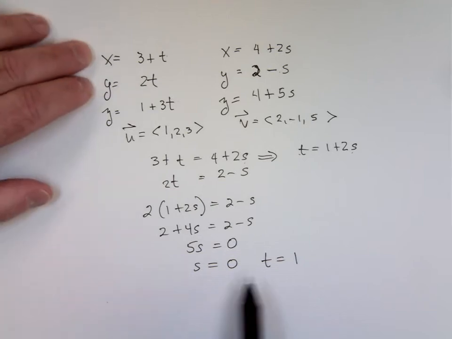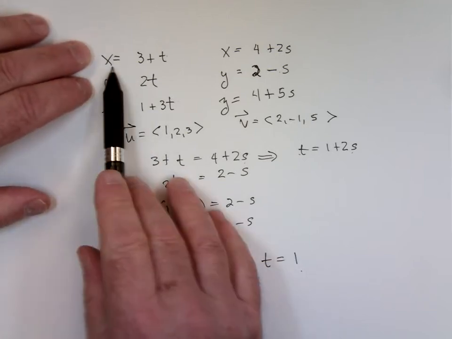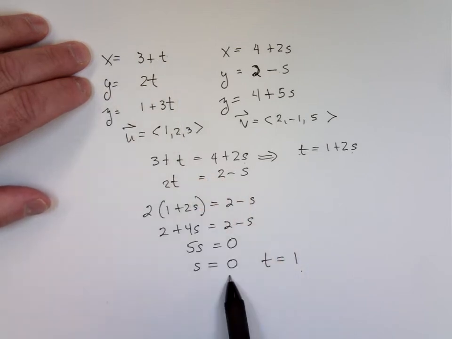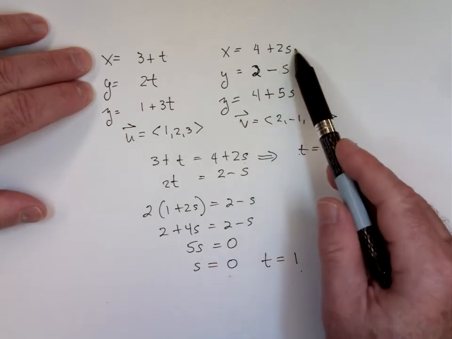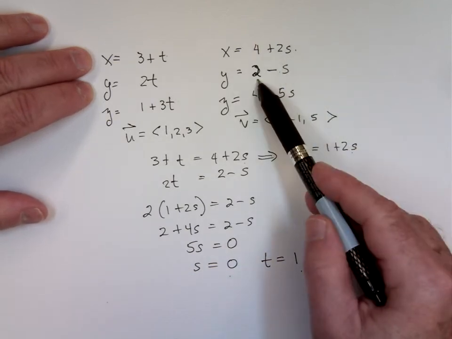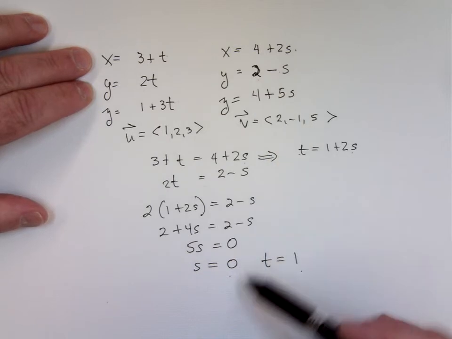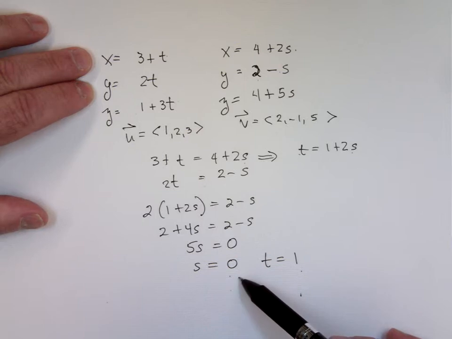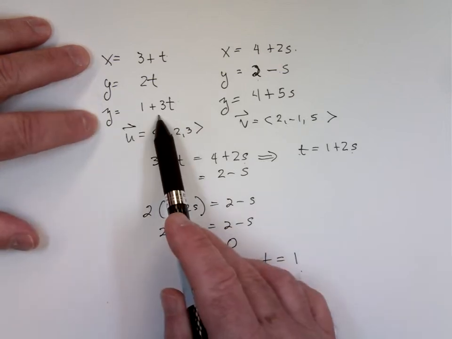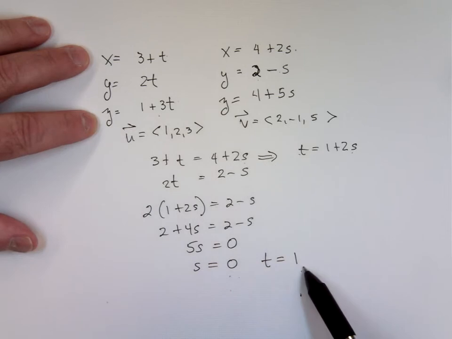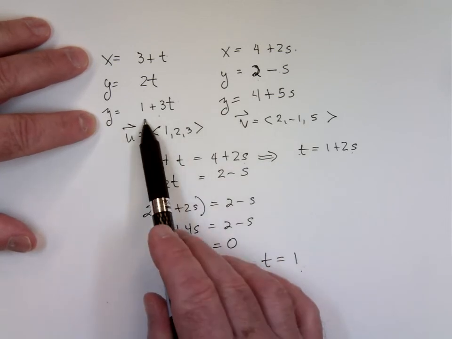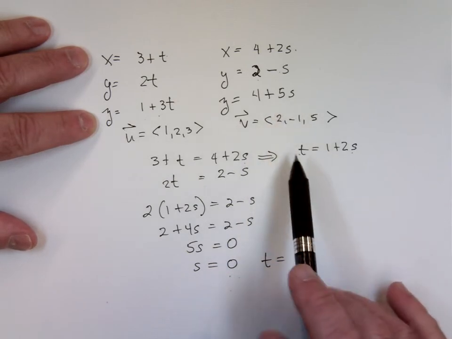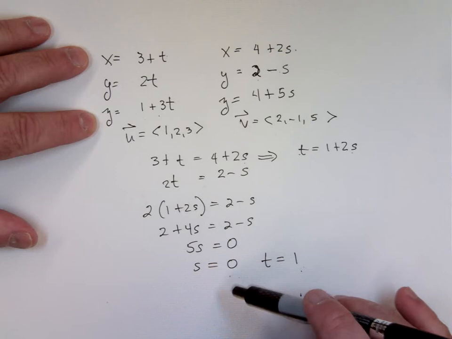You can check it out. When t is 1, x is 4, y is 2. At s equals 0, x is 4, y is 2. So the x's and y's are the same for those values of the parameter. Now, take those values of the parameter, substitute them in, and find the z values. When t is 1, z is 4. When s is 0, z is 4. Yes, they intersect at that point: (4, 2, 4).